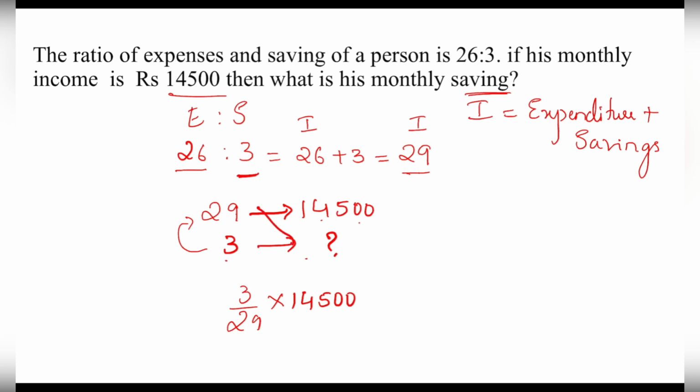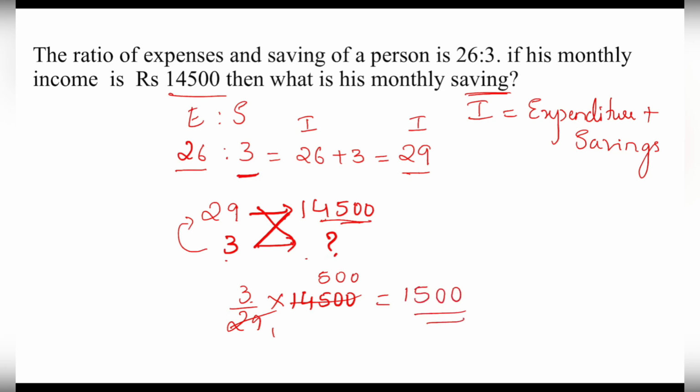Don't cross multiply like this. What I take is the down number divided by the top number into this number. So 3 by 29 into 14,500. So 29 ones are 29, 5s are 5 and 00. So 3 5s are 15 and 00. So savings is how much?